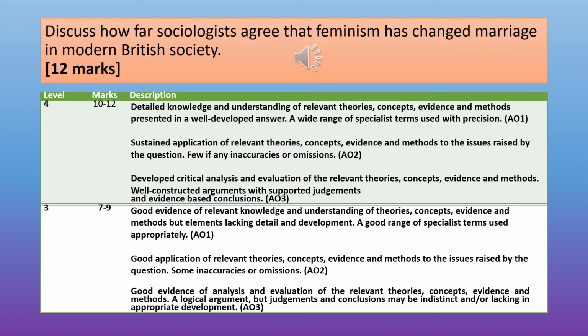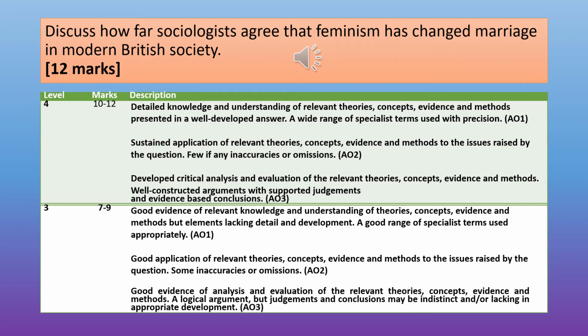You should be aware of essay questions having this structure of discuss how far sociologists agree across the whole exam paper, across every module. So in this case, it's that feminism has changed marriage in modern British society. It's a really interesting question, this. It's a rare question where feminism is a focus, and that gives you some easy marks, really, if you know about feminism, and linking it to marriage and changes in modern British society. So looking at changes over time, and how does that link to feminism?